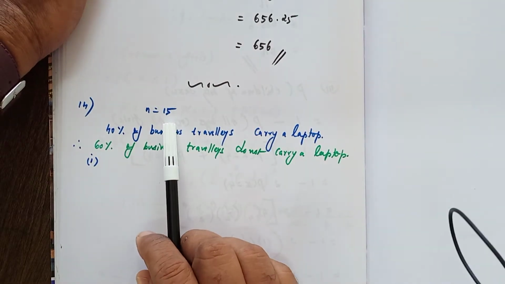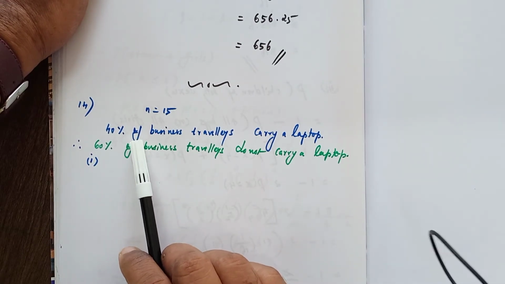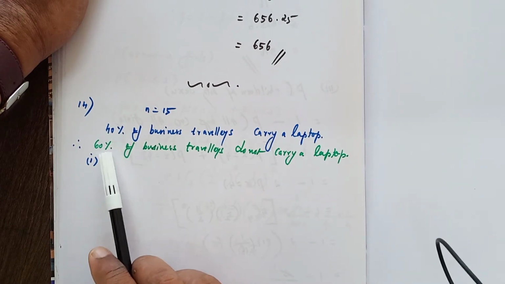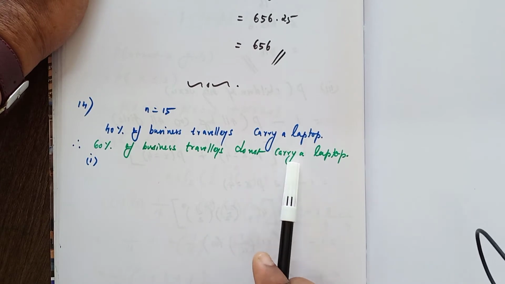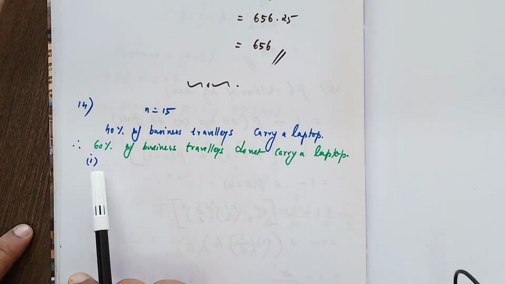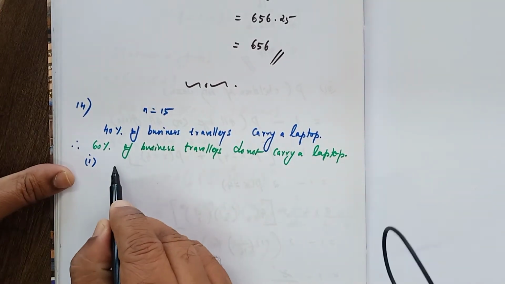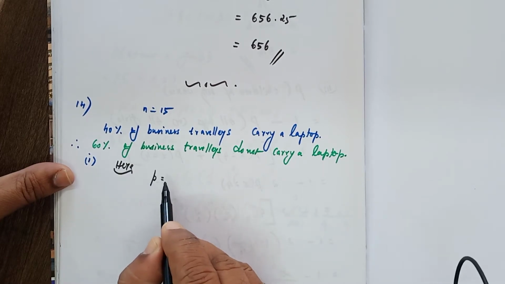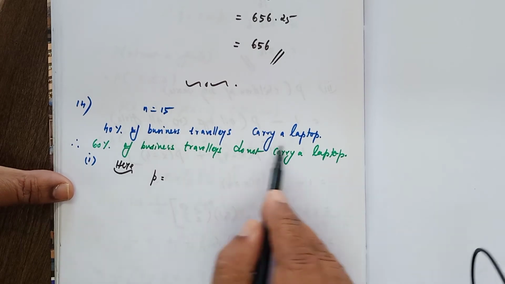Here n is equal to 15 business travelers, that is the n value. 40% of business travelers carry a laptop, therefore 60% balance. 60% of business travelers don't carry a laptop. First subdivision, what is the probability that 3 will have a laptop? Therefore here you have to consider the probability of business travelers having a laptop.